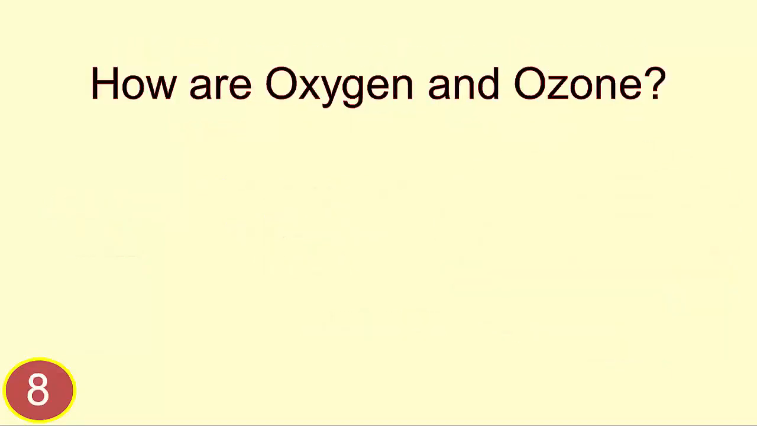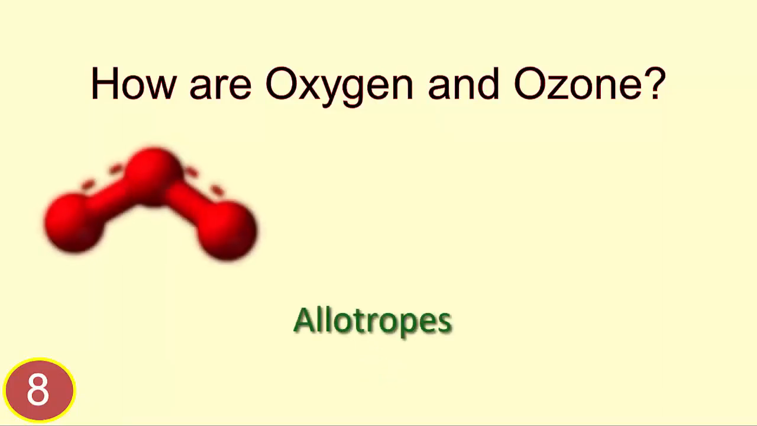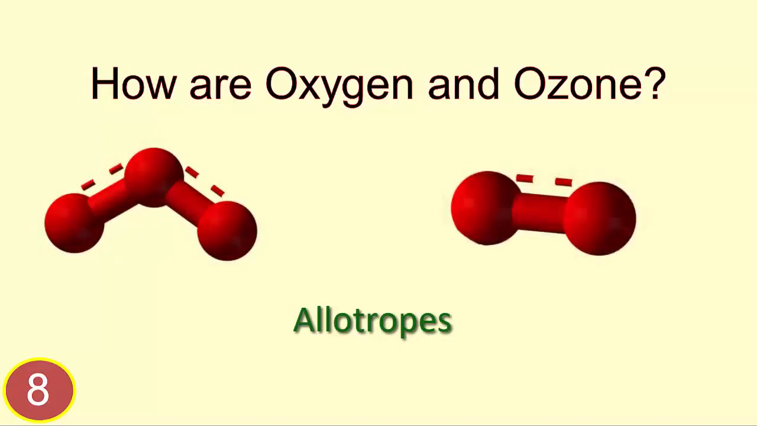How are oxygen and ozone related? Answer is allotropes. The only difference is that ozone is made up of 3 oxygen atoms, while the stuff we breathe, molecular oxygen, is made up of only 2 atoms.